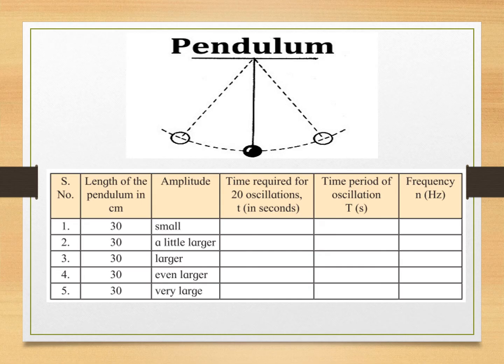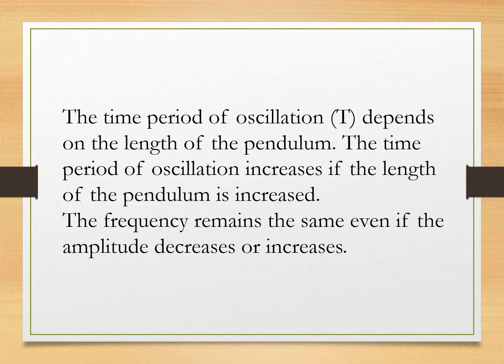Different amplitudes means what? The last two positions, the highest positions, that you have to change, means the B to C distance. If you check the previous diagrams, the B to C distance you have to change. First a small one, then a little larger, then larger distances, and then note down observations. The conclusion from this experiment is that the time period of oscillation T depends on the length of the pendulum, and the time period of oscillation increases if the length of the pendulum is increased, and the frequency remains the same even if the amplitude decreases or increases.